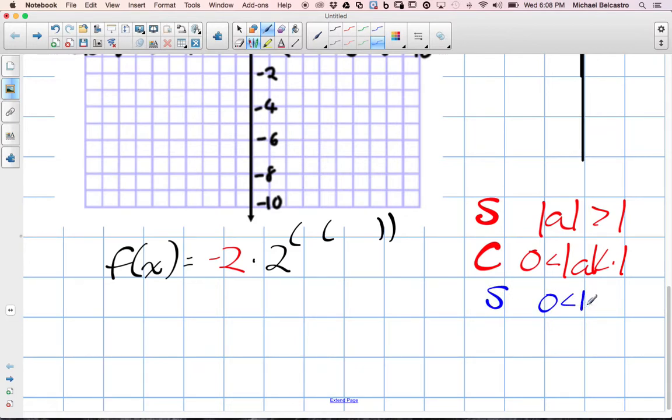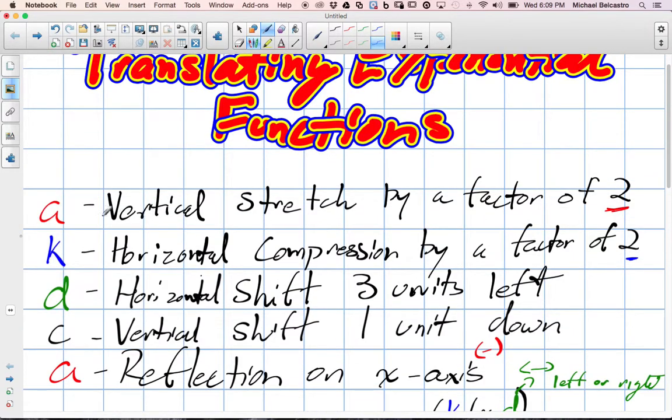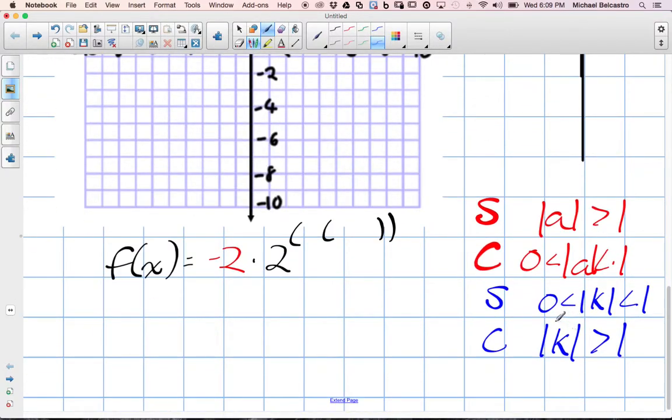It's when the absolute value of the K value is between 0 and 1. And compressions are when the absolute value of the K value is greater than 1. Okay? So they gave us the word, and I should have said that before our A. They said it was a compression. So what that means, if this is a compression, it's going to be greater than 1. So we're looking at a 2 value.